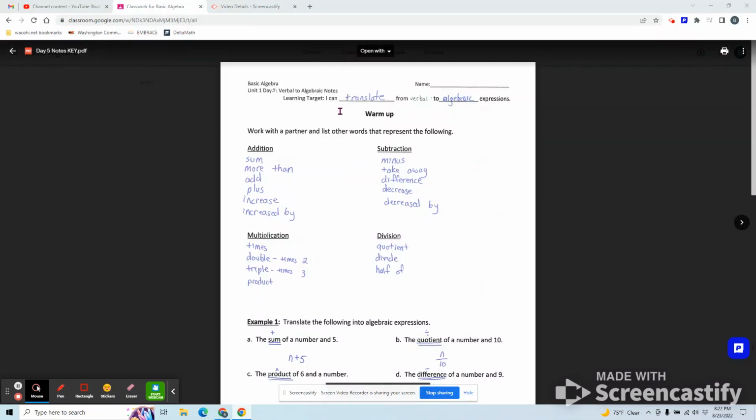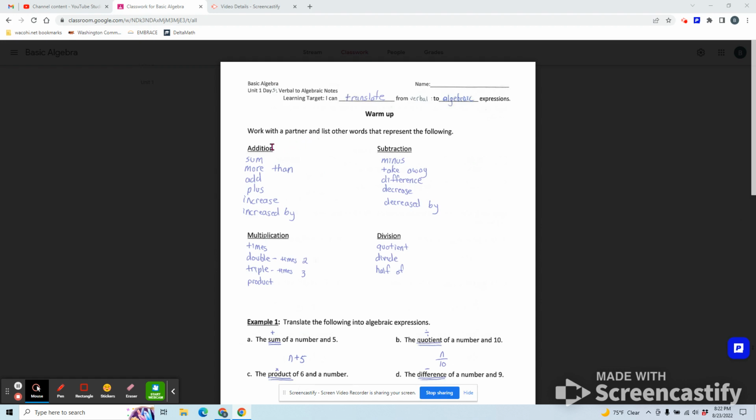Welcome back. Today we're going to translate from verbal to algebraic expressions. Although I normally don't go through the warm-up, I think it's important to go through it this time. It says work with a partner and list other words that represent the following.